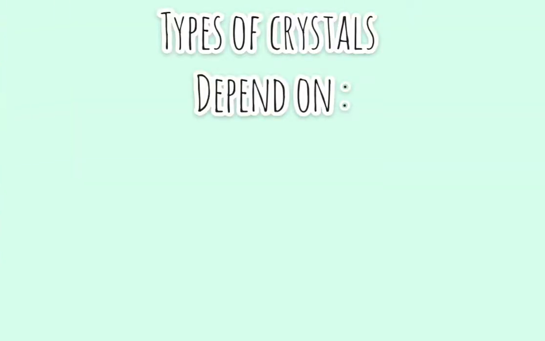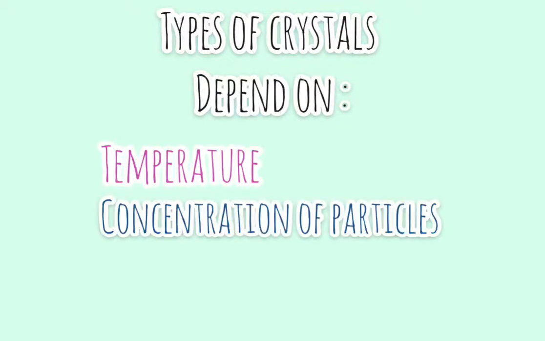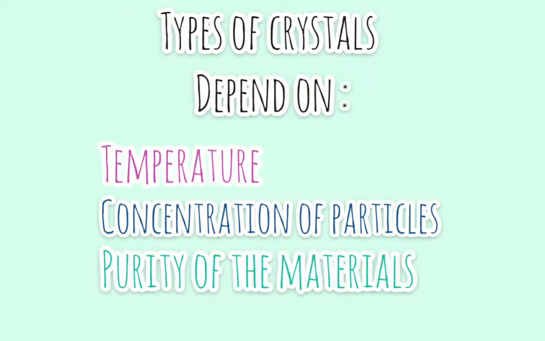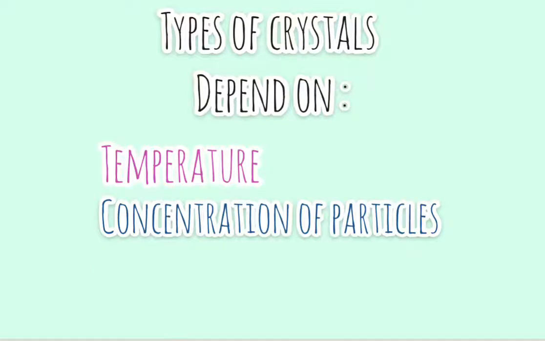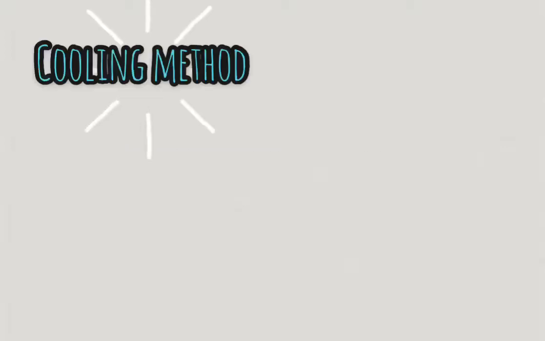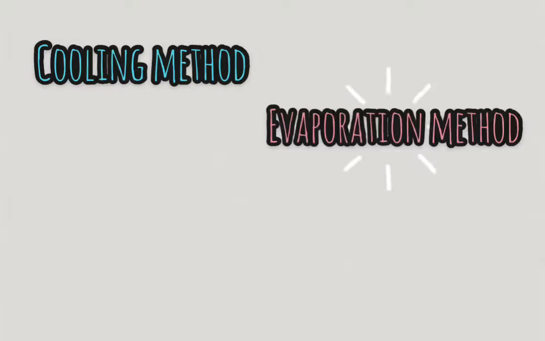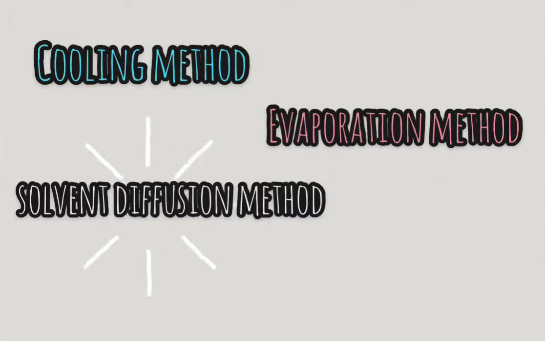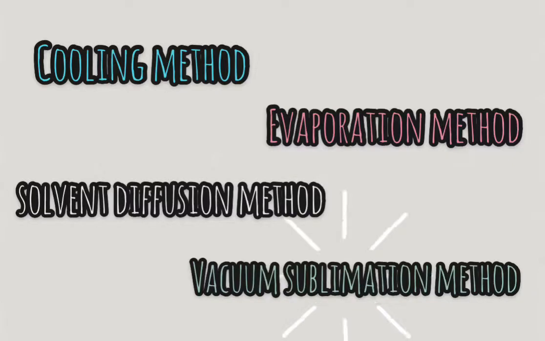The types of crystals that are formed are determined by three things: the temperature, the concentration of the particles, and the purity of the materials. There are various methods that can be used to crystallize different substances. A few methods include the cooling method, the evaporation method, the solvent diffusion method, and the vacuum sublimation method.